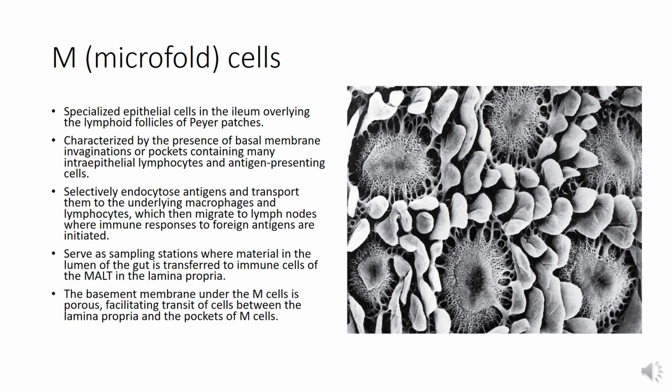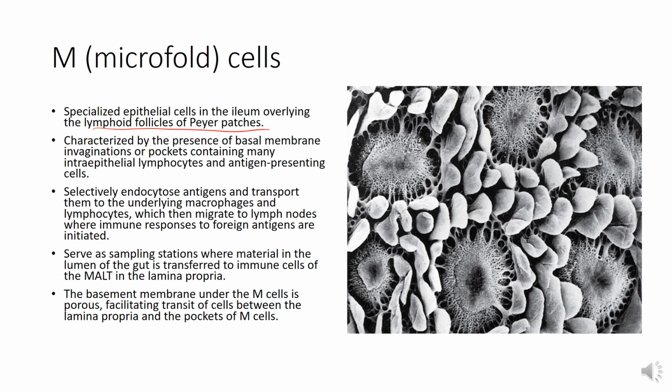Now the M cells. What are the M cells? These are also known as microfold cells. They constitute a special variety of epithelial cells in the small intestinal mucosa. The M cells are chiefly located in the ileum, where they are found in the epithelium overlying the Peyer's patches. Remember that these cells are present overlying the lymphoid follicles of the Peyer's patches, and they are only present in the ileum part of the small intestine.